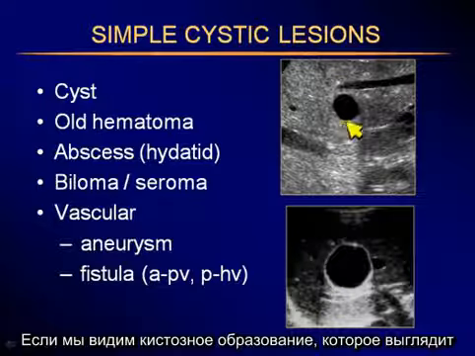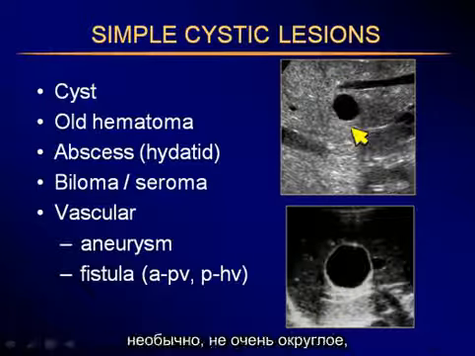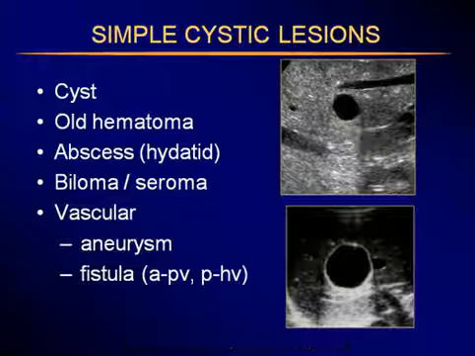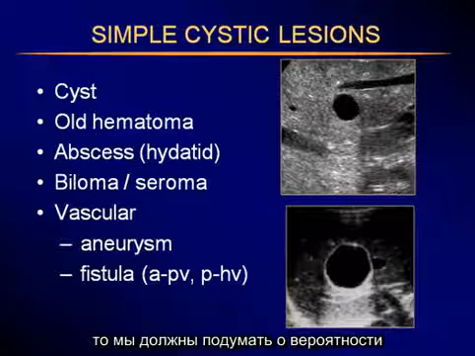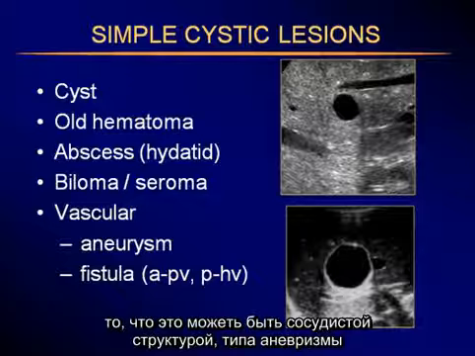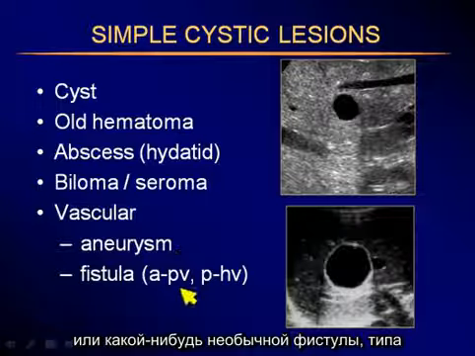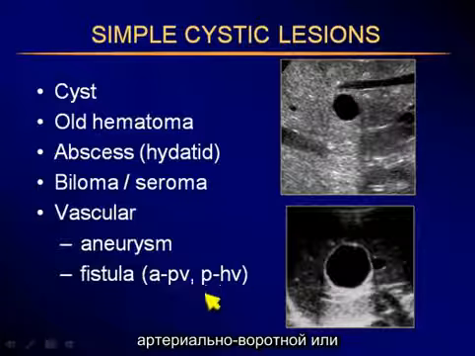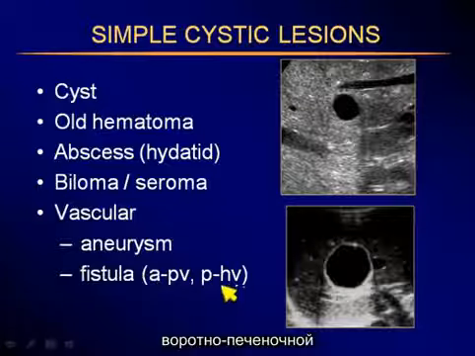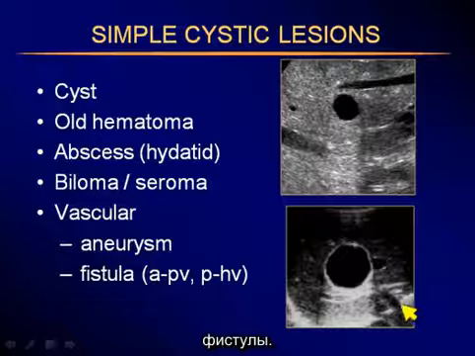And if we ever have a cystic structure that looks unusual, not perfectly round, we should always think of the possibility of this being some type of vascular structure like an aneurysm or some unusual fistula like an arterial portal venous fistula or portal to hepatic vein type of fistula.